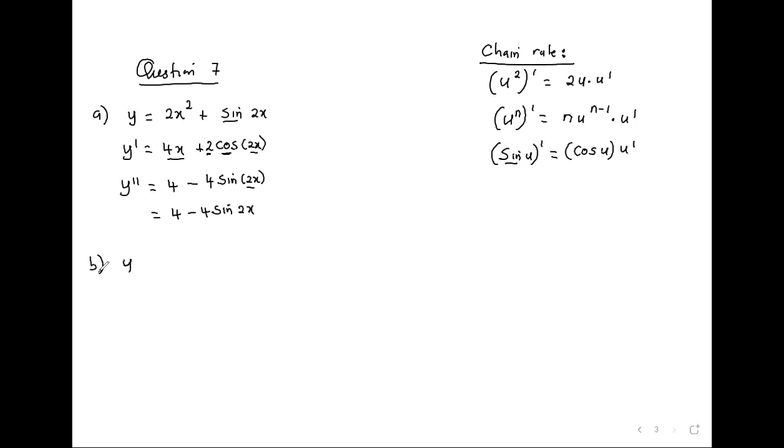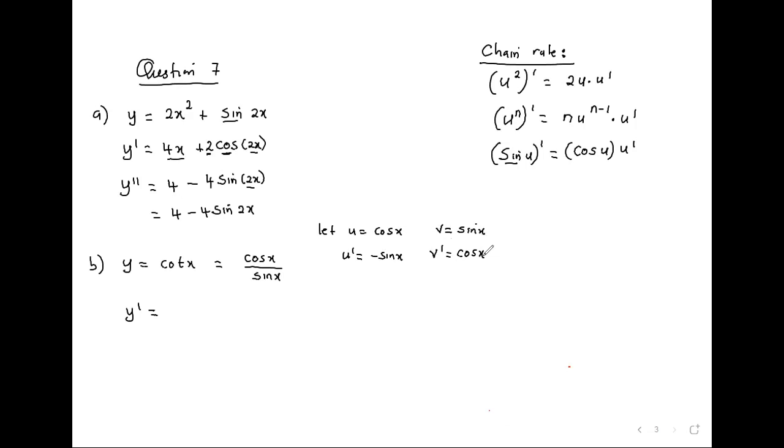B, y is equal to cot x. The good news is that cot is just cosine over sine x. So to differentiate this, we can use quotient rule where we let u be cos x. Its derivative is just negative sine x. We let v be sine x. Its derivative is just cosine x.